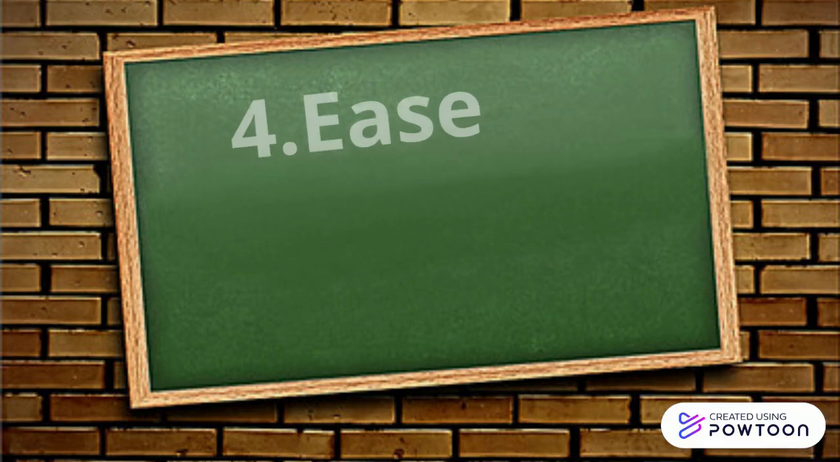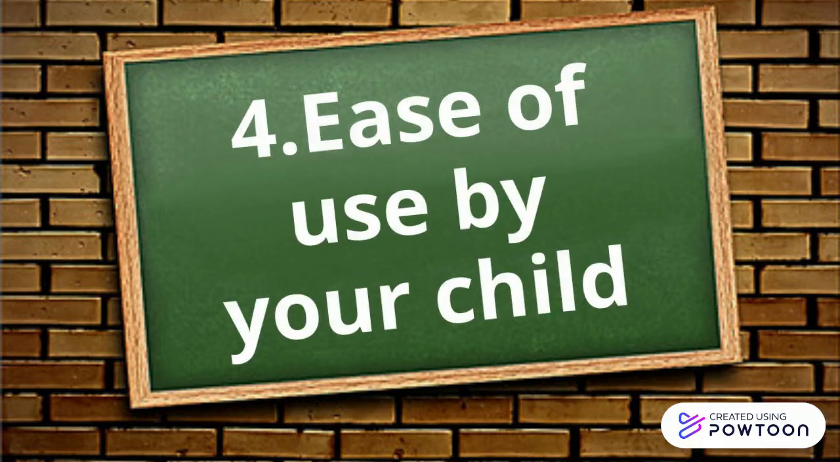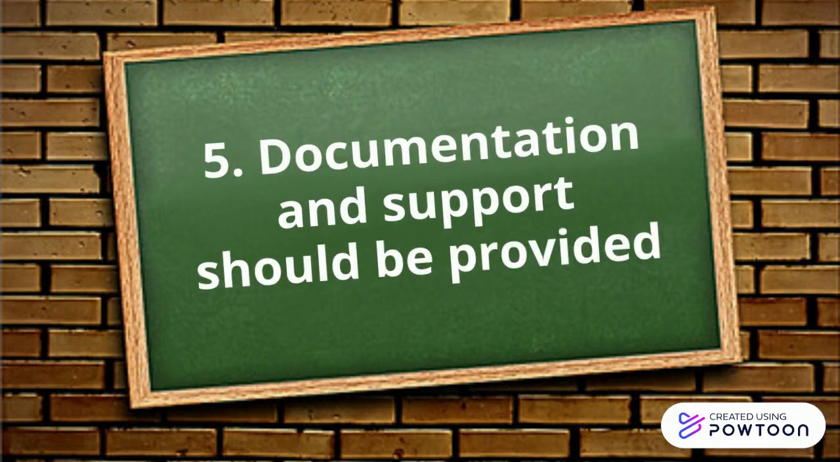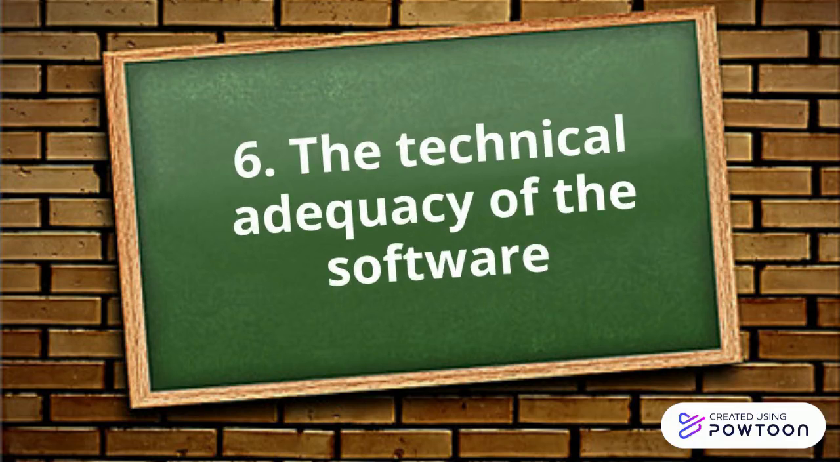And the fourth one is its ease of use by your child. For example, can your child read the information? Or does your child get lost in the software? And the next one is documentation and support should be provided. And lastly, the technical adequacy of software. For example, can your child easily figure out basic software functions such as starting up and closing down the program? And those are the basic software components that we should think about.